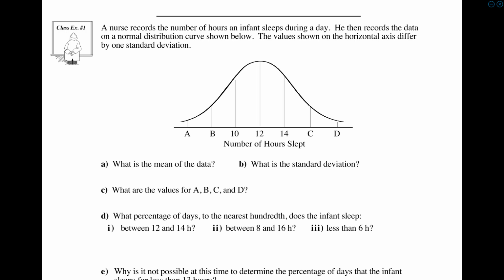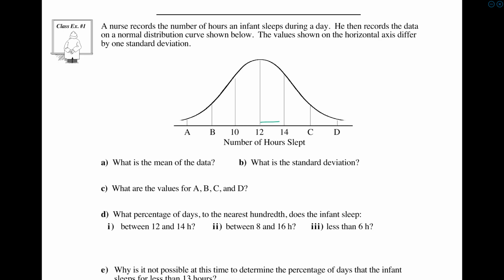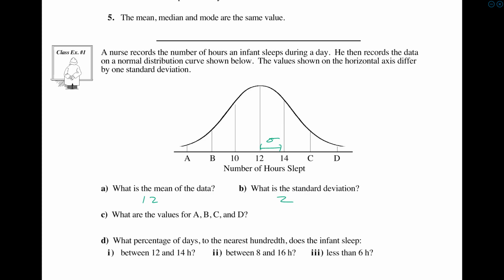A nurse records the number of hours an infant sleeps during a day. Then records the data on a normal distribution. Values shown differ by 1 standard deviation, so each of these is 1 standard deviation in width. So what is the mean and standard deviation here? The standard deviation is 2. Awesome. What are A, B, C, and D then? 6, 8, 16, 18. Good, we can count by 2.